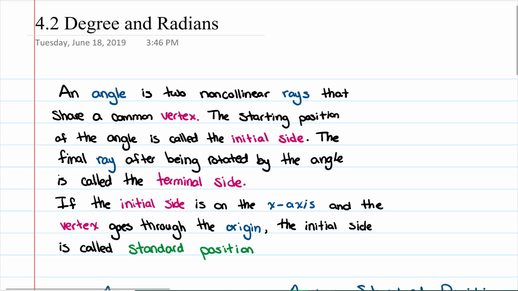4.2, degrees and radians. So to start off 4.2, we're going to go over some definitions. An angle is two non-collinear rays that share a common vertex. The starting position of the angle is called the initial side. The final ray, after being rotated by the angle, is called the terminal side. If the initial side is on the x-axis and the vertex is at the origin, then the angle is said to be in standard position.